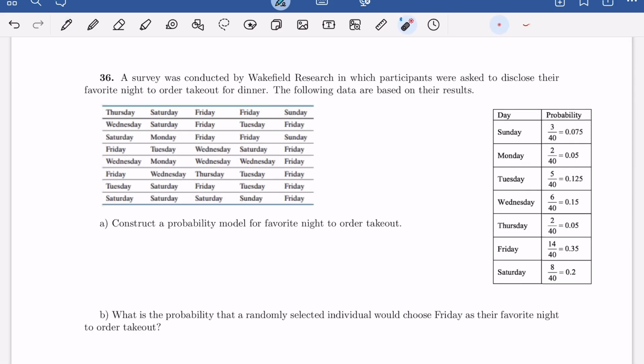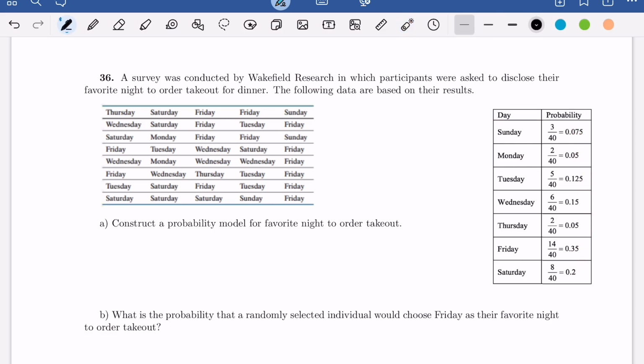Now, for the next question, we're told that a survey was conducted by Wakefield Research in which participants were asked to disclose their favorite night to order takeout for dinner. And so the following data here is based on their results. So for part A, we want to construct a probability model for favorite night to order takeout. And now, as you can see, I already have that on the right-hand side here, just in the interest of time. But this is just a table that breaks down all of our possible outcomes, so all of these days of the week and their corresponding probabilities.